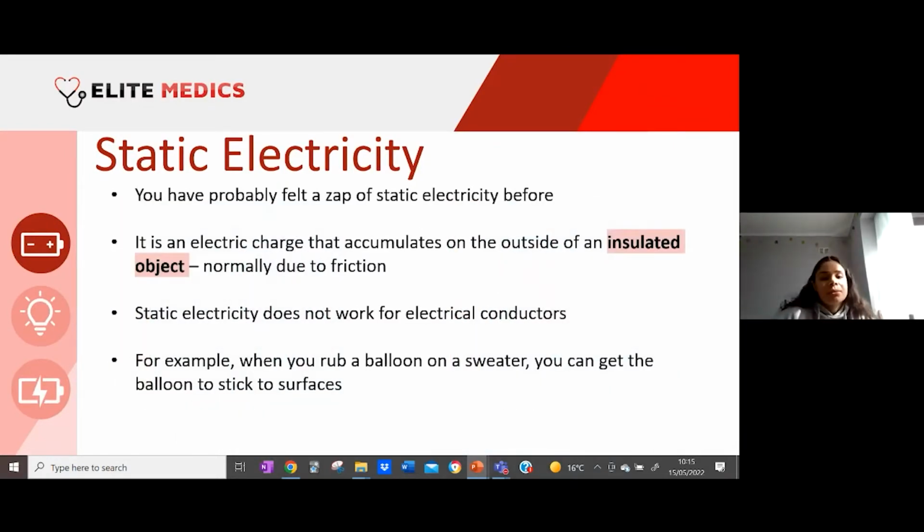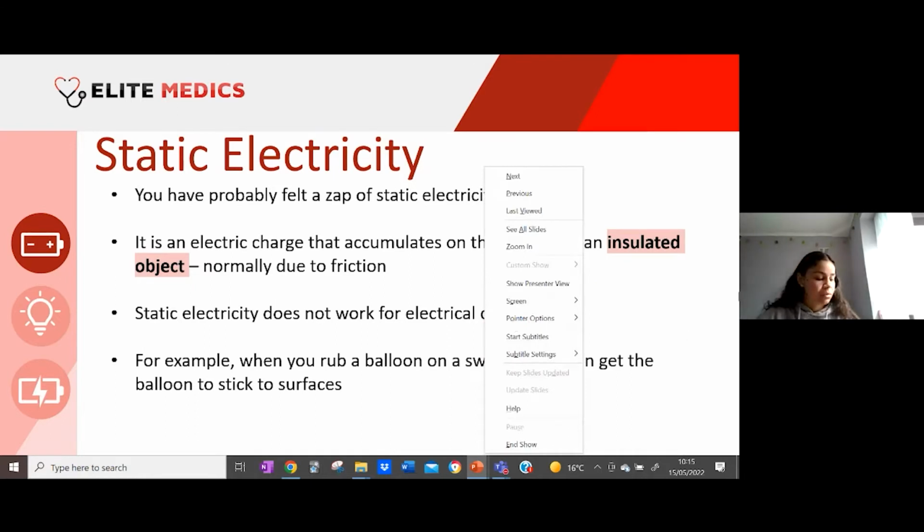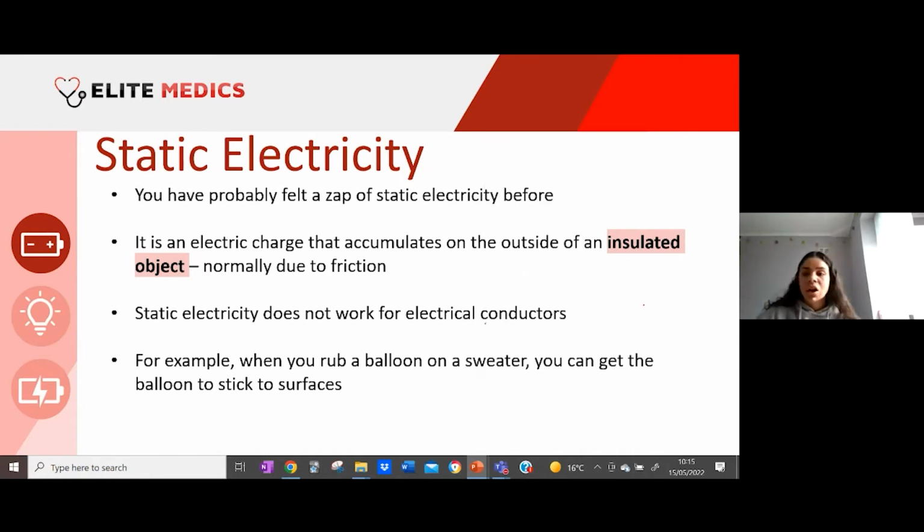Usually due to friction, we get a charge accumulating on an insulated object. Static electricity does not work for conductors. Why is this? Because there is no buildup of charge. They are able to conduct that charge. The electrons are able to move and conduct that charge. So an example, when you rub a balloon with a sweater, the balloon can stick to surfaces.